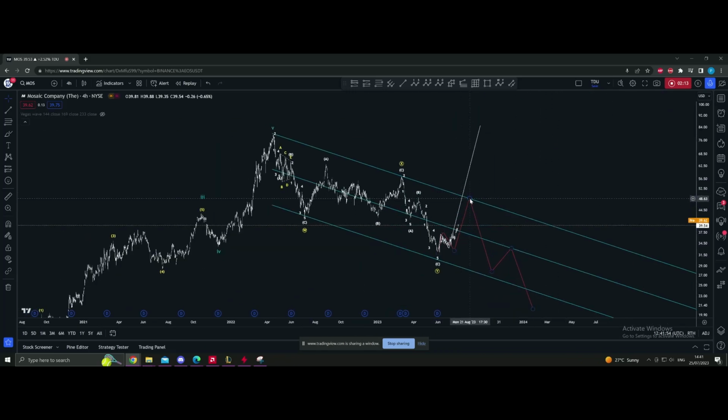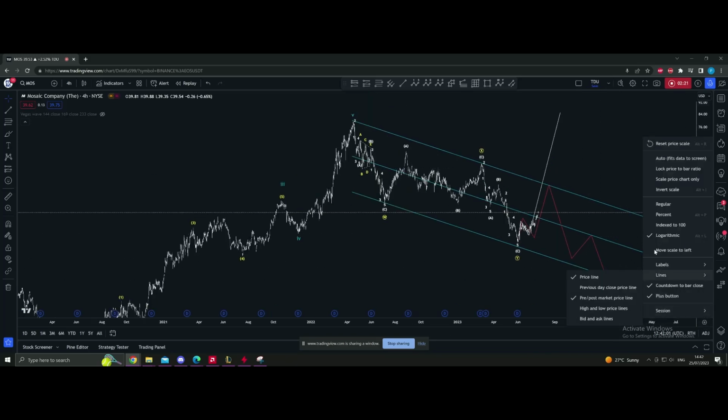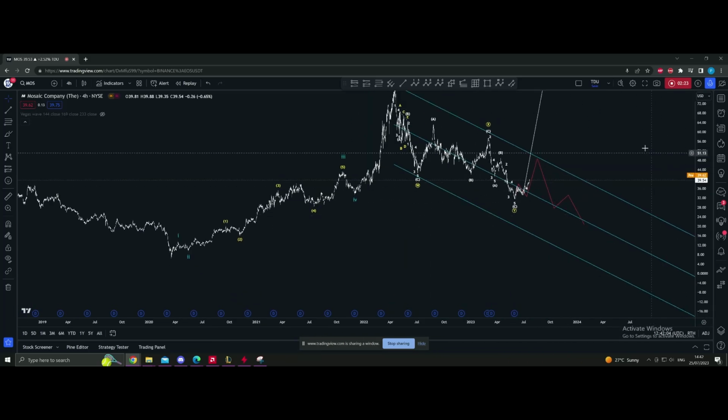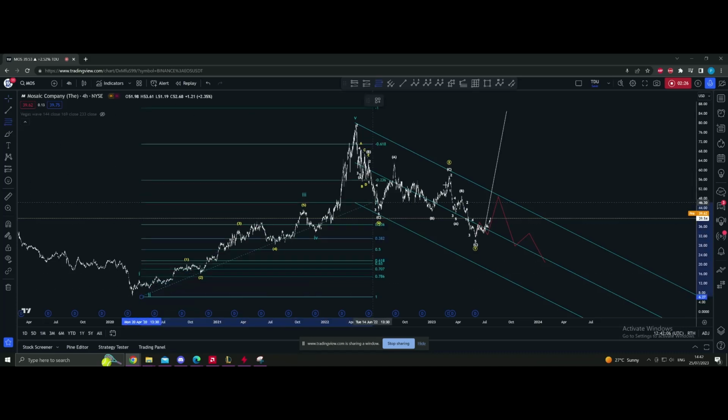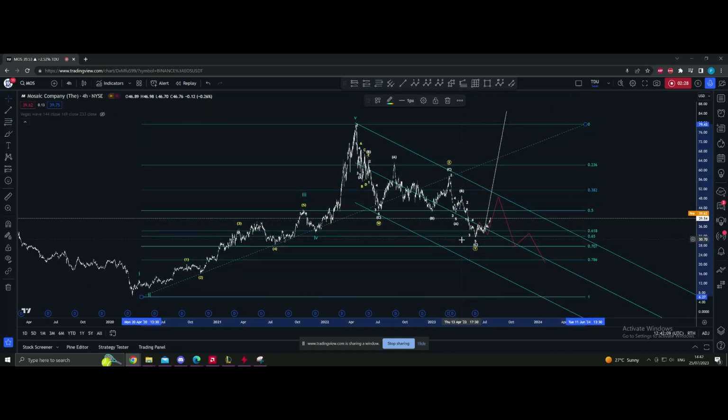So we know that this could happen. We can have some sort of a three-wave structure, but considering the fact that this thing retraced all the way down to the golden zone, with a slight penetration here, we could expect it to go from here because we already have WXY, so 3, 3, 3. The triple zigzags are rare, but we cannot exclude them either.